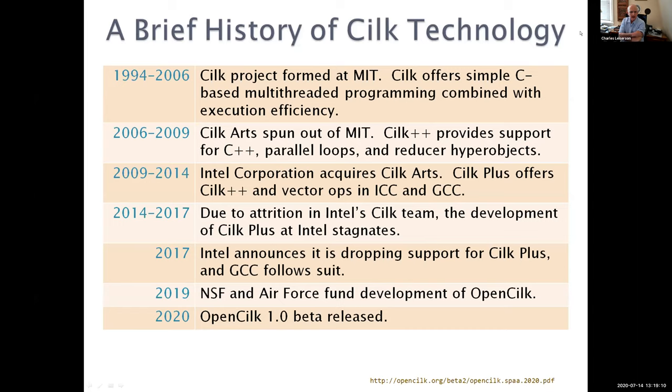And because they lost all their Silk people, the development of Silk Plus stagnated. They produced no new capabilities. They integrated it in no way. And some of the integration that had been done, they no longer were consistent in making sure, for example, that tools worked with the runtimes and worked with the new compilers. And so in 2017, they announced that they were dropping support for Intel Silk Plus.